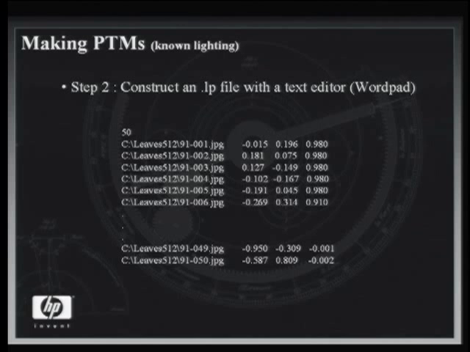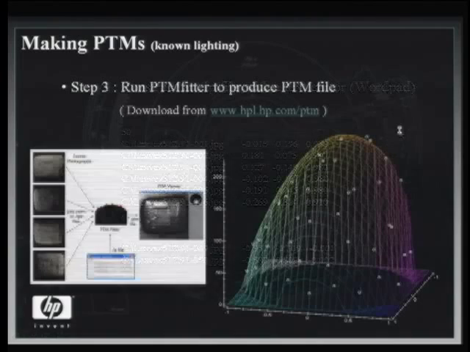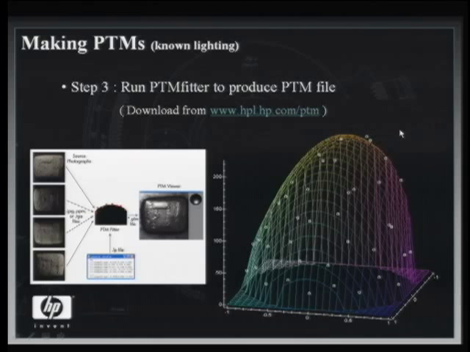This has been picked up by a couple dozen groups around the world, and the reason is that all of our tools are pretty easy to use. They're on the web, anybody can download them, and there's no licensing or anything like that. Basically, you create a stack of images, and then you create, with a text editor, what's called an LP file, which just tells you how many images you have in the data set, where each image is, and a vector to the normalized light source direction, so what direction the lighting came from. That's it. Then you feed that into what we call the PTM fitter, and it spits out a PTM for you.